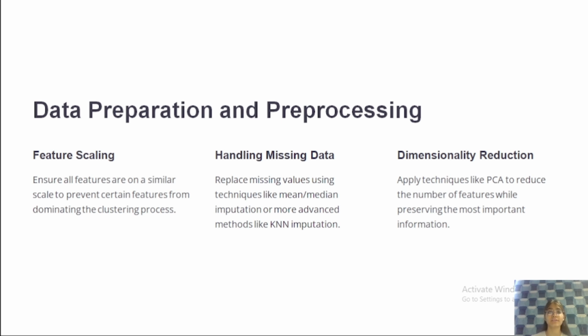The next one is handling missing data: replacing missing values using techniques like mean or median imputation, or more advanced methods like KNN imputation. You have to handle the missing data. This method is very useful for data preparation for further analysis. The next one is dimensionality reduction: apply techniques like PCA to reduce the number of features while preserving the most important information.